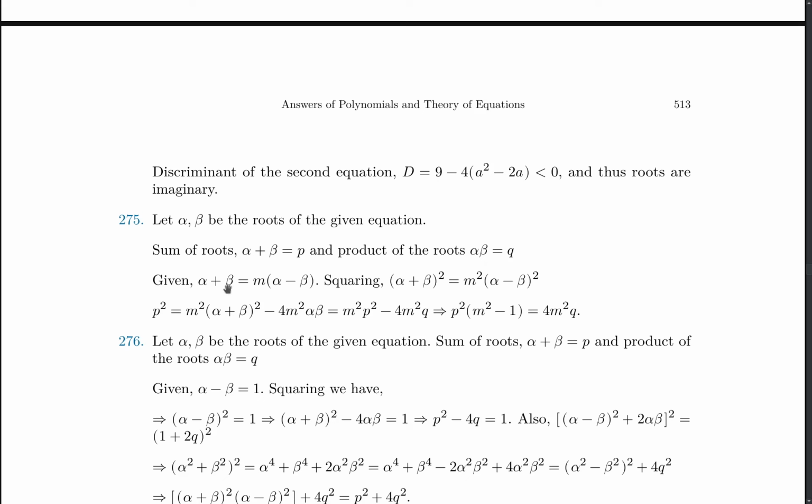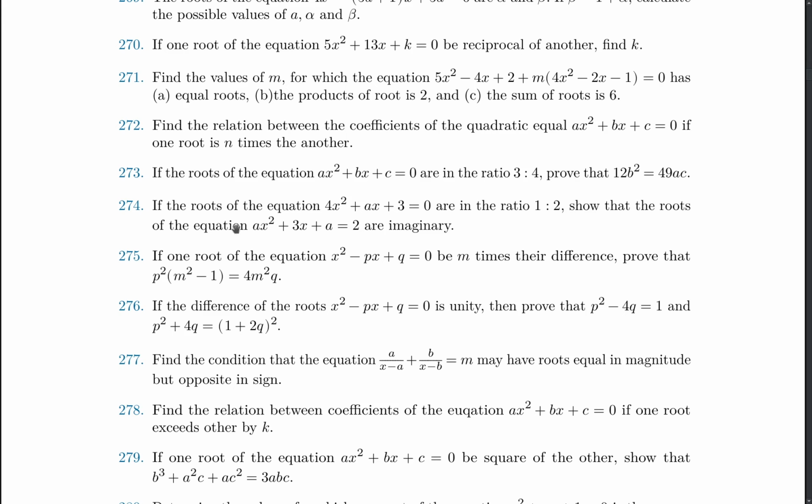Now it is given that one root is m times their difference. So one root is m times the difference. So in this case, this is wrong. So in this case, alpha would be m into alpha minus beta. So I will fix this to 275 and we will continue this in the next video.